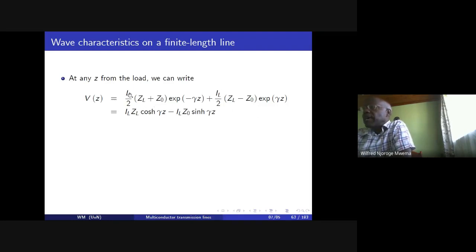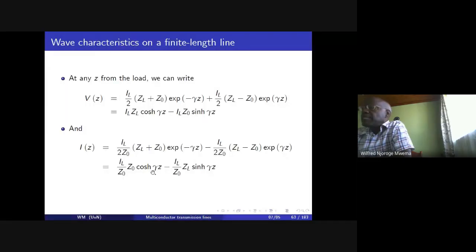Now, if we look at the terms with IL by 2 multiplied by ZL, in this one we have an exponent of minus gamma Z, and here we have an exponent of gamma Z. If we combine those two, we just get the hyperbolic cosine of gamma Z, because it's exponent of minus gamma Z plus exponent of gamma Z. If we look at the expression with the Z0, we see that the exponent of minus gamma Z is subtracting the exponent of gamma Z, and therefore that is the negative of the hyperbolic sine of gamma Z. And therefore, we can write the line voltage at Z as IL multiplied by ZL, the hyperbolic cosine of gamma Z, minus IL multiplied by Z0, the hyperbolic sine of gamma Z.